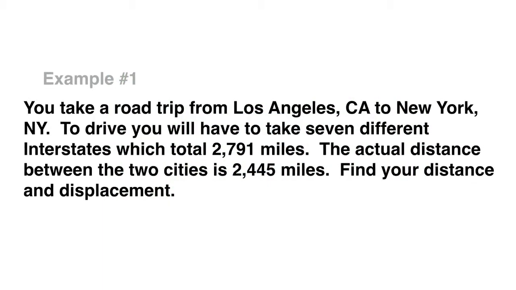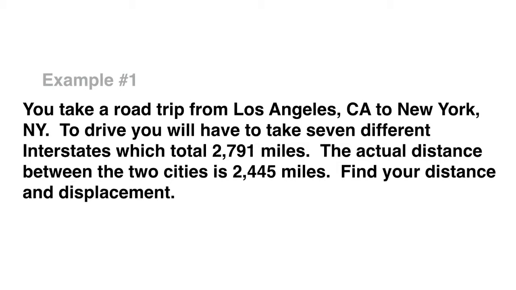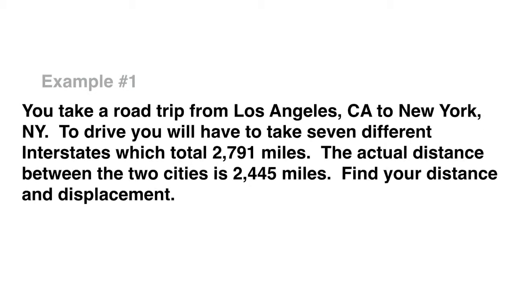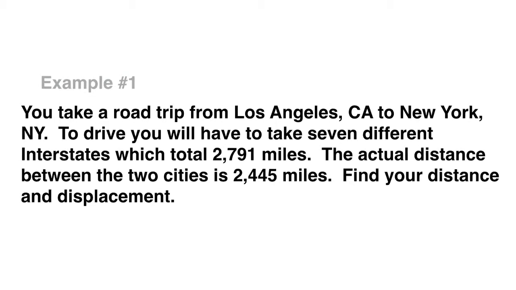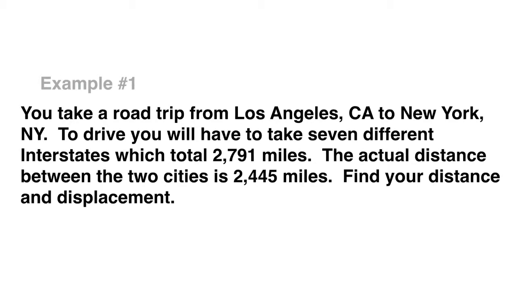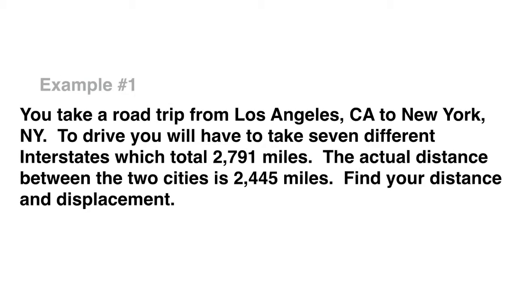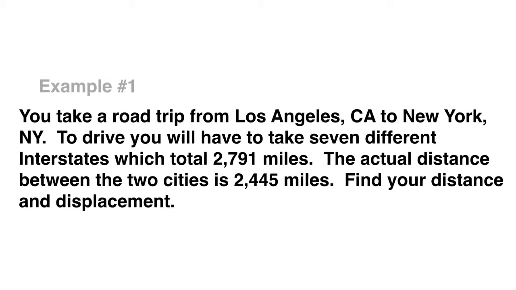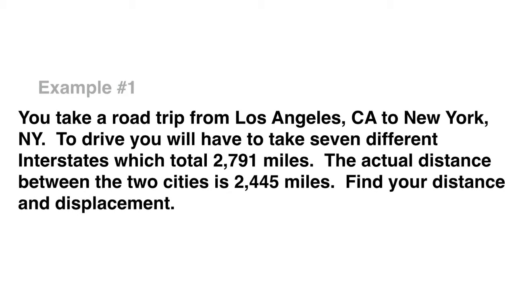Let's try this example of looking at displacement as how the crow flies. For example, you take a road trip from Los Angeles, California to New York, and to drive there you'll have to take 7 different interstates, which total 2,791 miles. The actual distance between the 2 cities is 2,445 miles. Now try to find your distance and displacement.